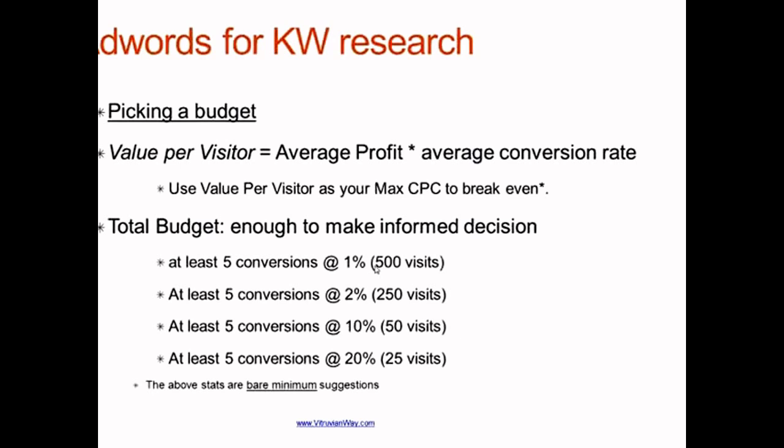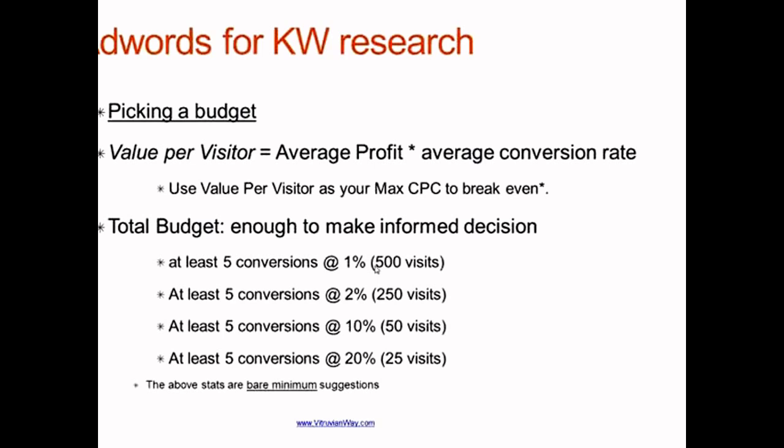Quick question. Is that a daily budget? No, absolutely not. This is your testing budget. What you're doing is you're basically saying, okay, look, we're in a market that gets a 1% conversion rate. I'd like to drive 500 visitors. And this is not even per keyword. It's per group of keywords.